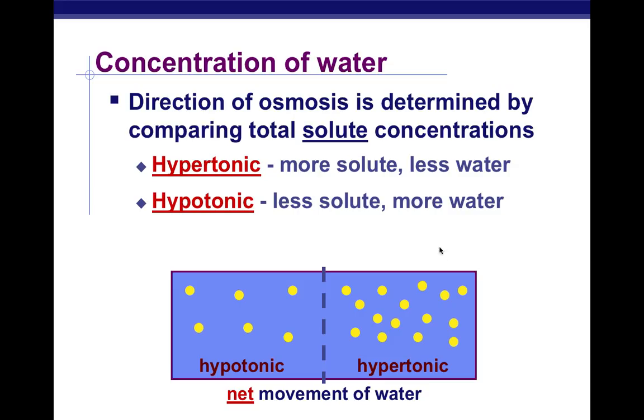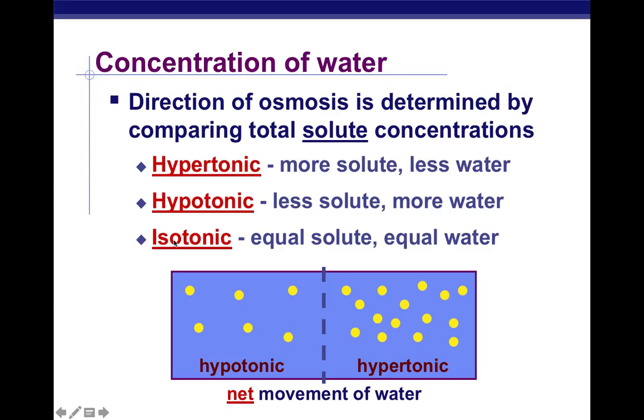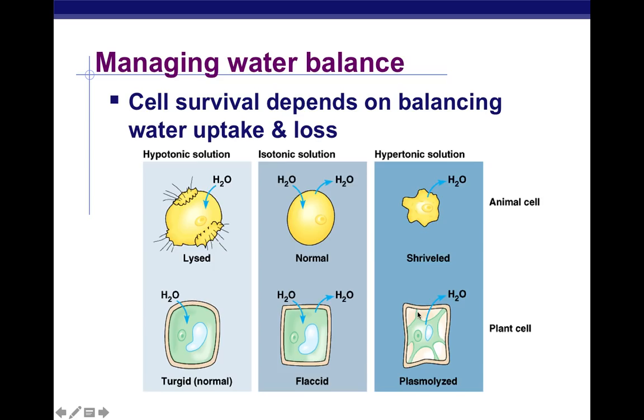Hypertonic is more, like our strong coffee. Hypotonic is less, like our weak coffee. Isotonic is the same. So here we have hypotonic. We don't have as much solute. We have hypertonic here. We have a lot of solute. So we're going to be moving our water from this side to this side, okay, into hypertonic.